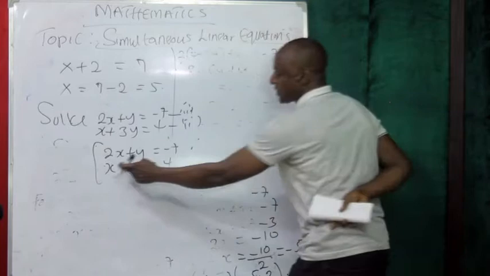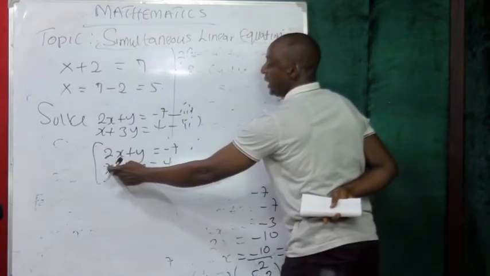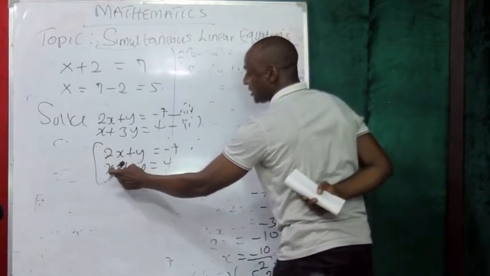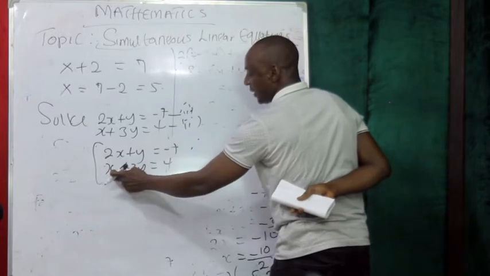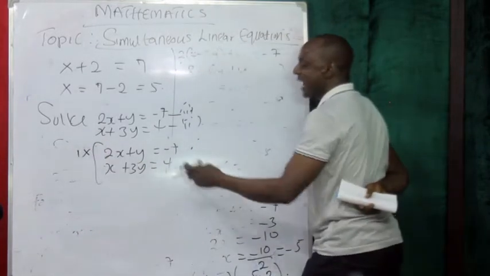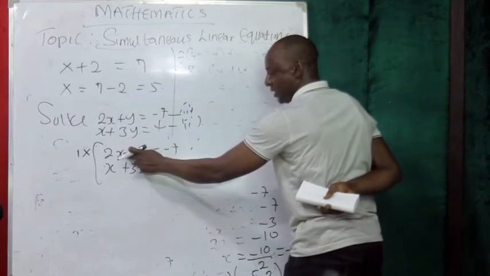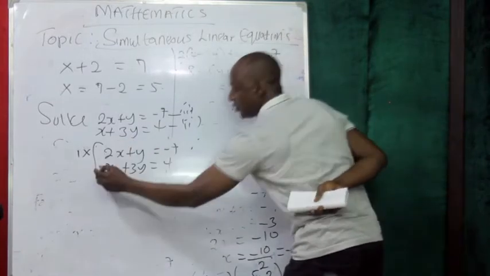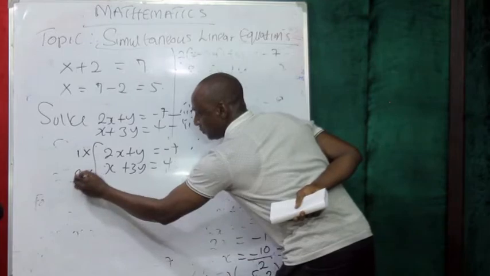So look at the coefficient of x. The coefficient of x in equation 2 is 1, so you multiply it by equation 1. The coefficient of x in equation 1 is 2, so you multiply it by equation 2.